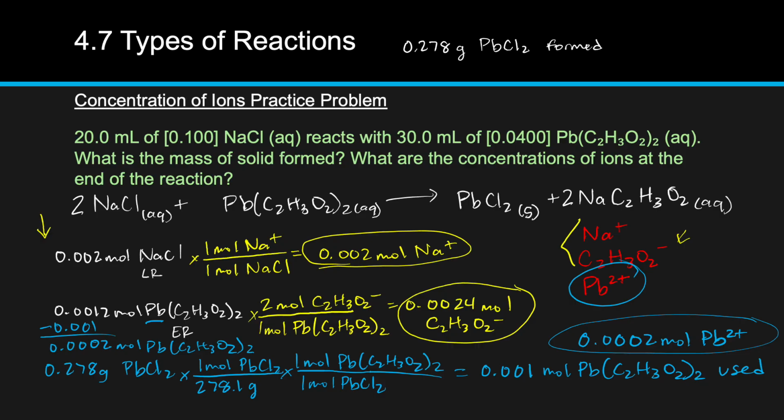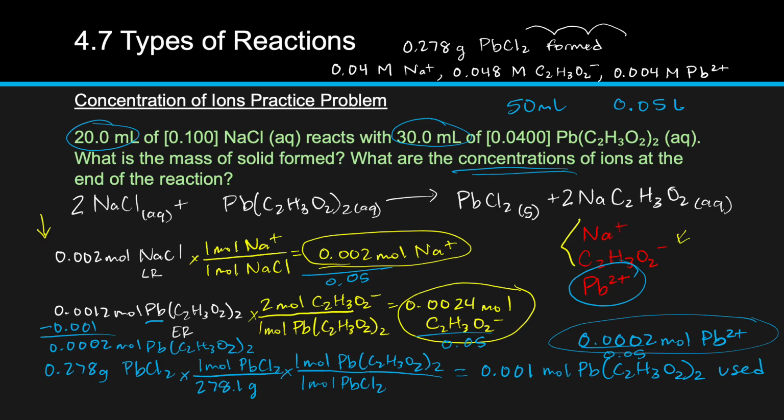Now we need to get the concentration of those, and we know concentration is moles over liters. So we're going to take that and divide it by the total liters, which is 20 plus 30 milliliters. That's going to give us 50 milliliters, or 0.05 liters. So we take these three numbers and divide them by 0.05. And these numbers up here would be your answers for this question.